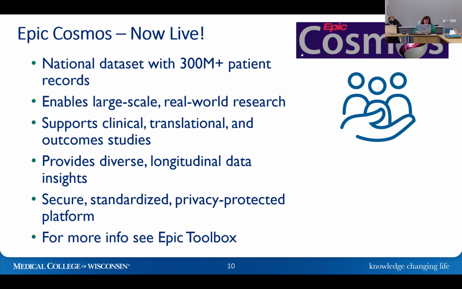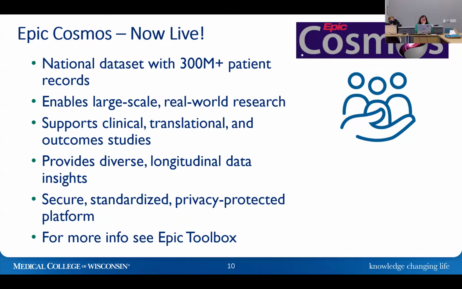Also, you may have heard about Epic Cosmos. Both Freighter and I believe Children's is live as well. Freighter recently went live with Epic Cosmos. If you're not familiar with Cosmos, basically it is a large data set of all those Epic institutions and customers who have opted in to provide their de-identified data to a larger data set. So over 300, maybe that's a typo on my part, a large amount of patient records.